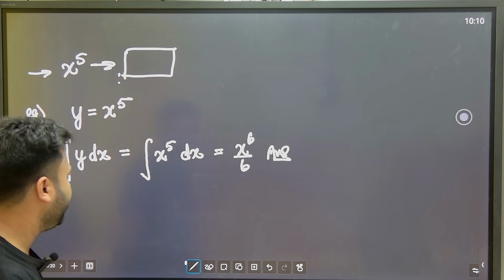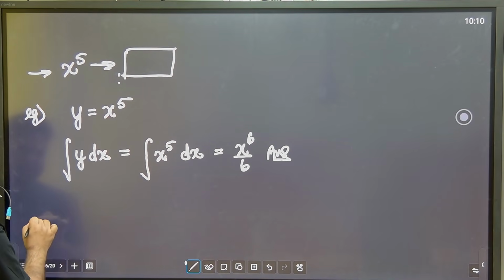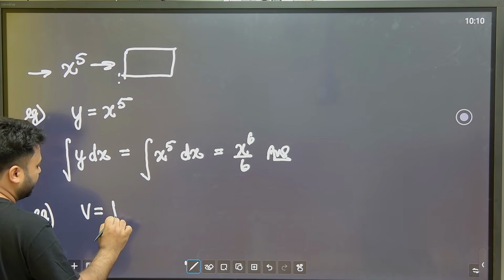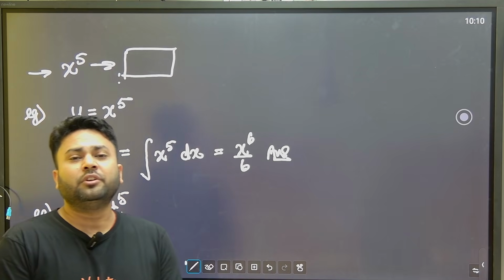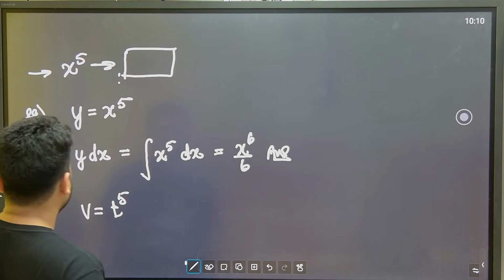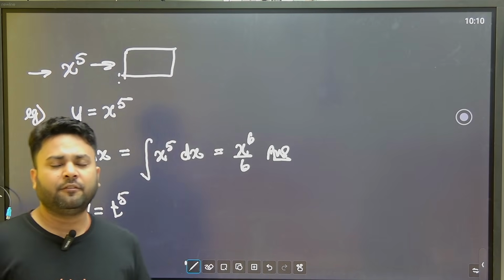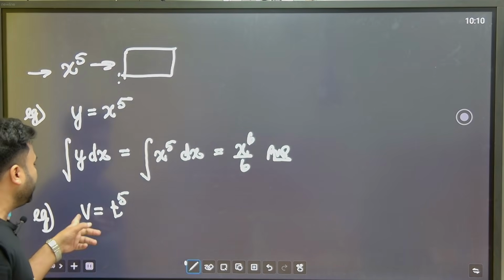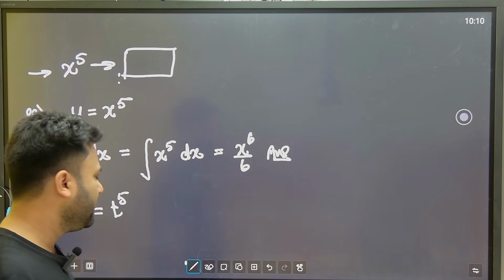This you should understand. Again, I am taking one more example. Suppose they have given the equation v equals t to the power 5. We have to integrate t to the power 5, which means we have to integrate v basically. Suppose we have to integrate v.